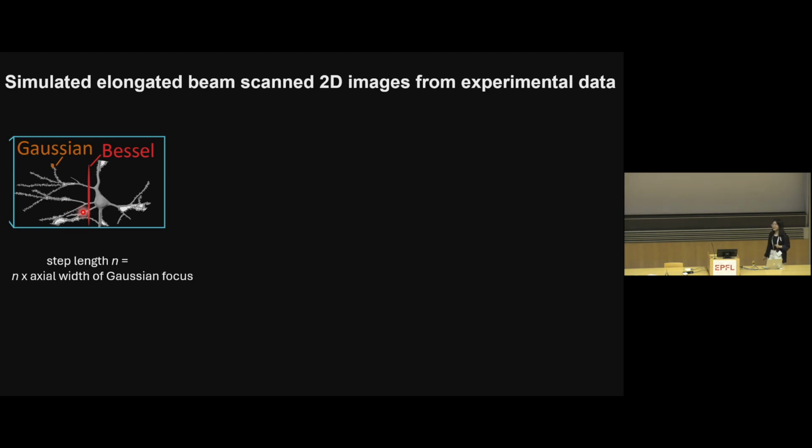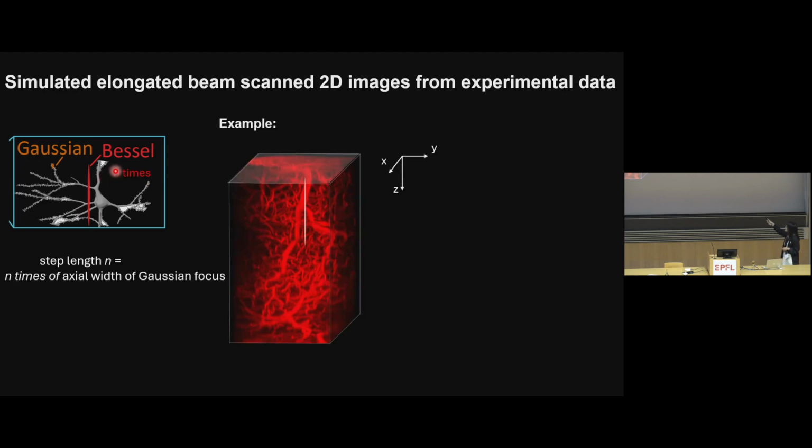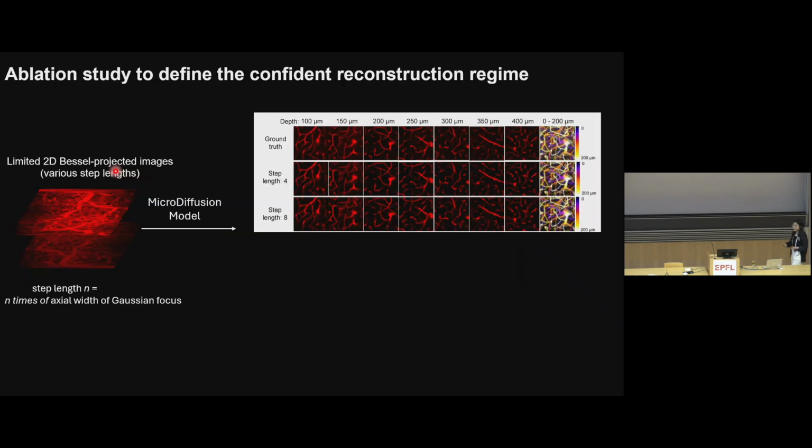What's interesting is that we can also generate a lot of different synthetic data sets by designing different profiles of the Bessel beam. For example, we can design how much thicker the Bessel beam is compared to the Gaussian beam, varying it by n times the Gaussian beam, so that we can scan sequentially at various depths to form various 2D projections. By doing that, we're synthetically generating a lot of Bessel beam data sets at different parameters. That really allows us to do this ablation study to see how well our model performs.